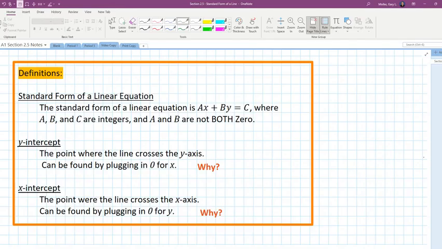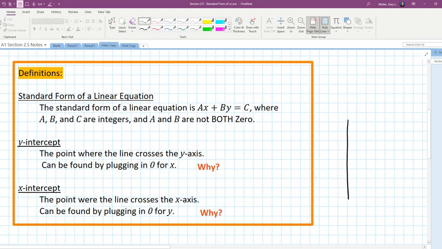And then these definitions, again, you should probably be able to figure out, or you already know. We've already talked about the y-intercept extensively. The point where the line crosses the y-axis, that's called the y-intercept. We can find that point by plugging in 0 for x. And my question is, why does plugging in 0 for x find the y-intercept? I hope the answer, if you just take a second to think about it, makes perfect sense.